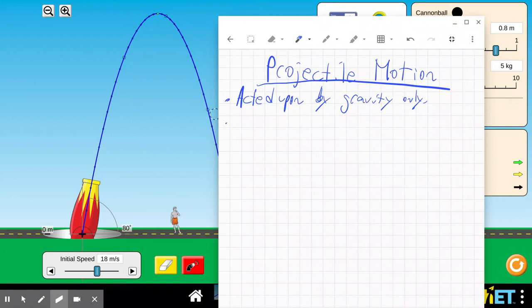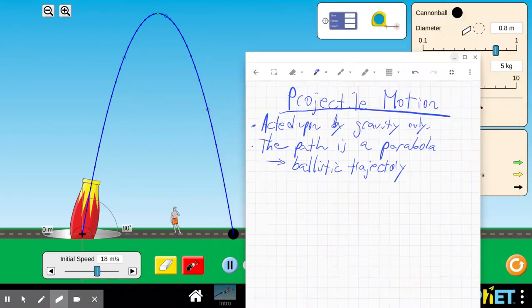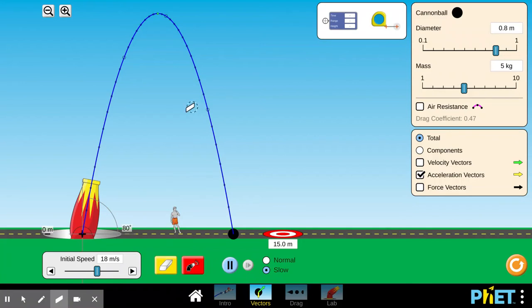The other thing is that the path is a parabola, also known as a ballistic trajectory. A trajectory is the course that something is on. Okay, so now for the next part, gravity is constantly acting on the object. So what we want to do now is look at the component velocity vectors.